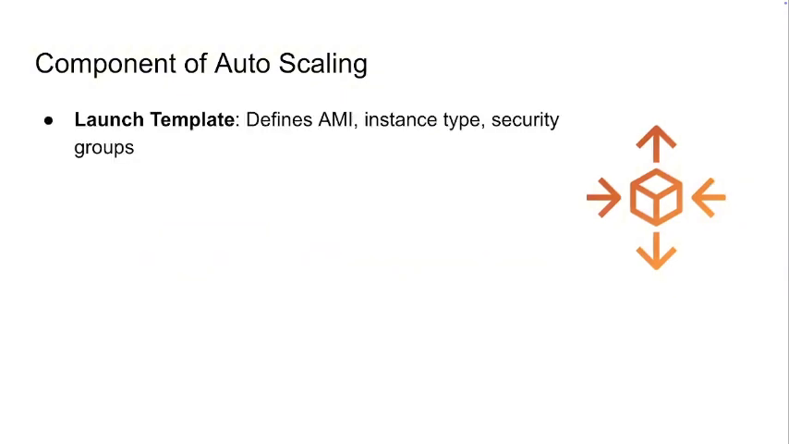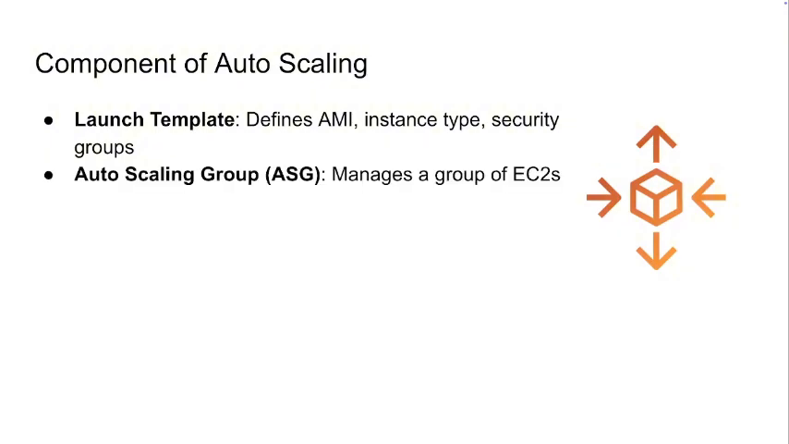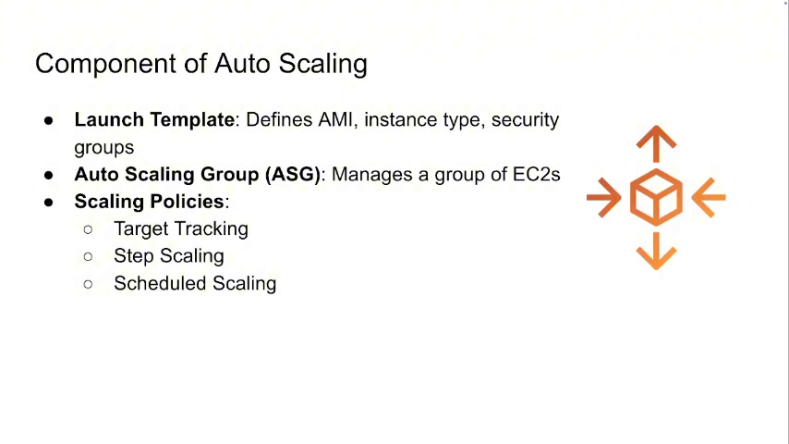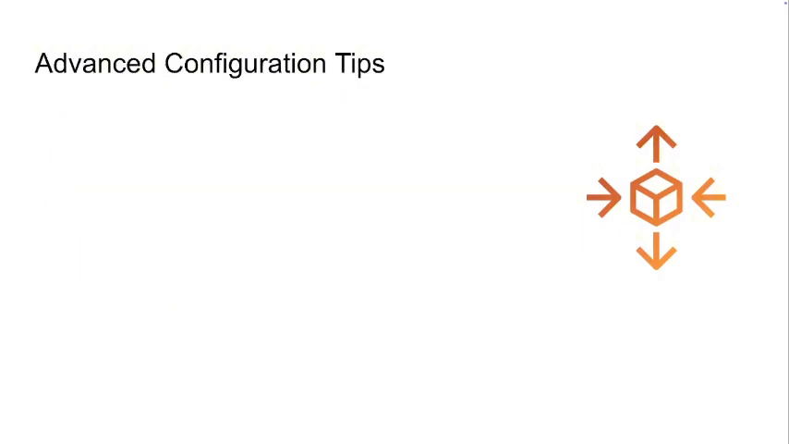Now, for you to be able to use an autoscaling group, you also need to have a predefined template. Why? Because the new instances that will be running should run using a particular template. Then you manage your autoscaling group, then you set your scaling policy. Should it be target tracking? Should it be step scaling? Should it be scheduled scaling? We'll see all these options when we do the hands-on on autoscaling group.